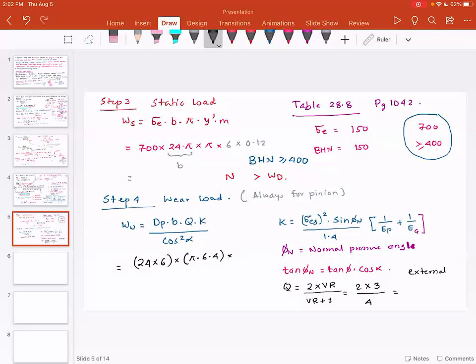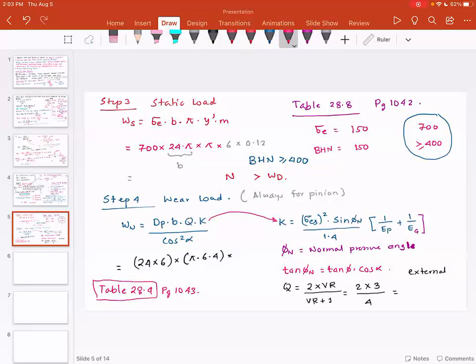Now, next thing is, what is the value of load stress factor? And for load stress factor K, there are two choices. We can use this equation, or what I'm going to do is I'm going to use a shortcut, and I want you to look at this. I want you to look at table 28.9 on page 1043.